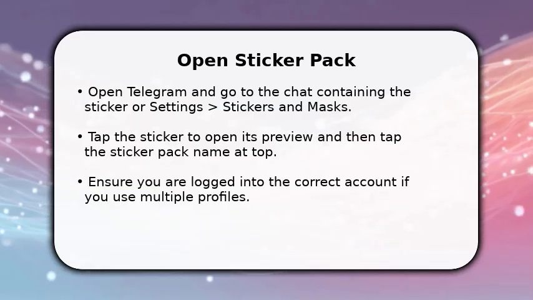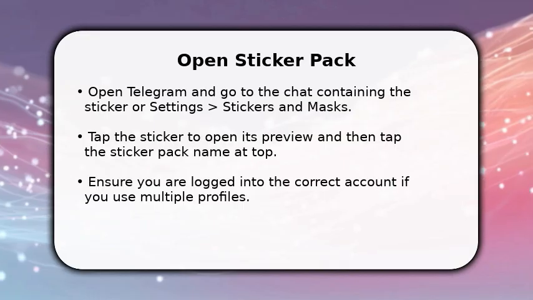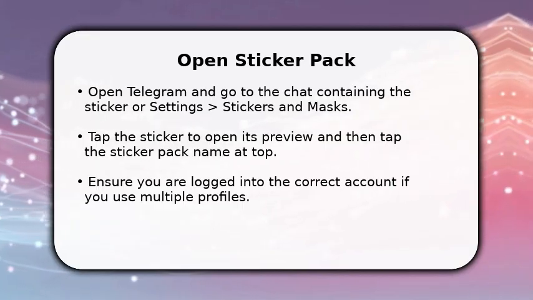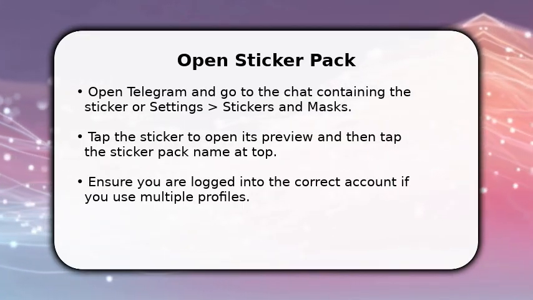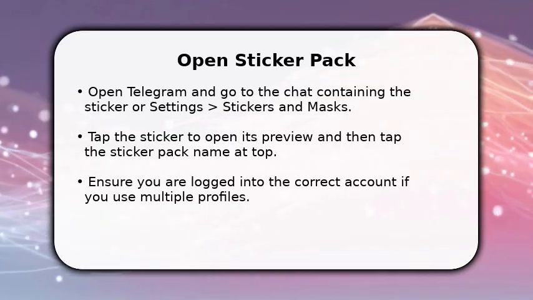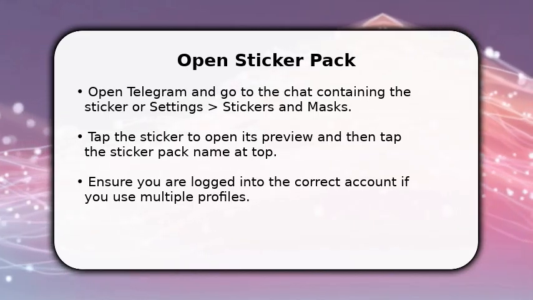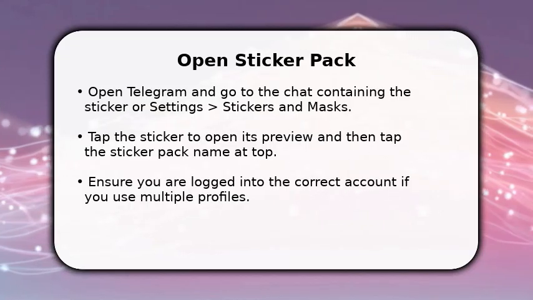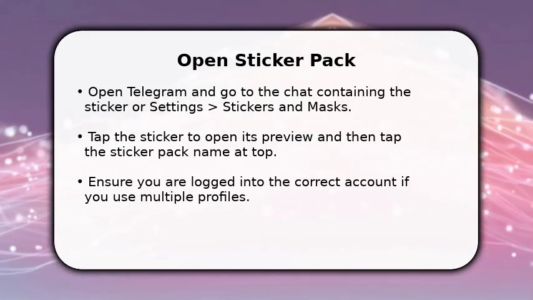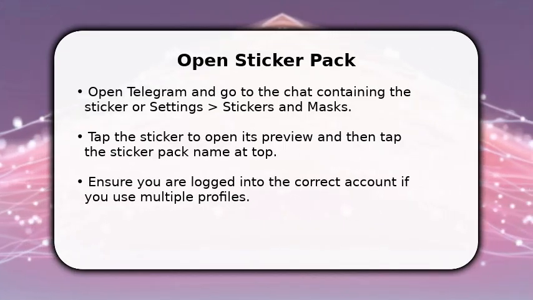You start by locating the pack you want removed. This matters because Telegram stores stickers per account. Tap the sticker in Chat or open Settings, then Stickers and Masks. Once the preview opens, tap the pack name at the top to access pack options. Make sure you're on the account where the stickers appear, since removing from a different profile won't affect this one. This immediate step gets you into the pack controls so you can perform removal actions next.